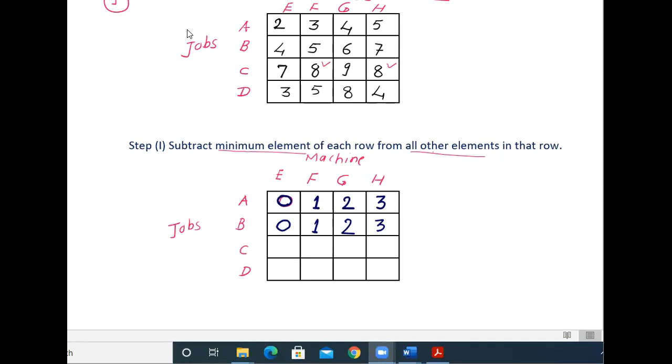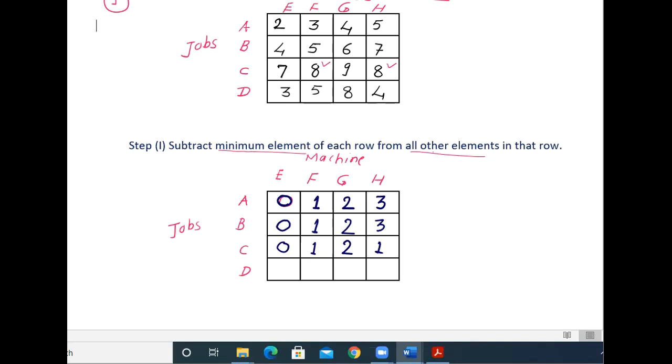Now third row. Smallest element in the third row: 7, 8, 9, 8. Smallest element is 7. So subtract 7 from all the entries in the third row. 7 minus 7 is 0. 8 minus 7 is 1. 9 minus 7 is 2. 8 minus 7 is 1.